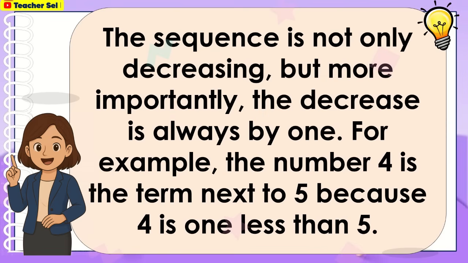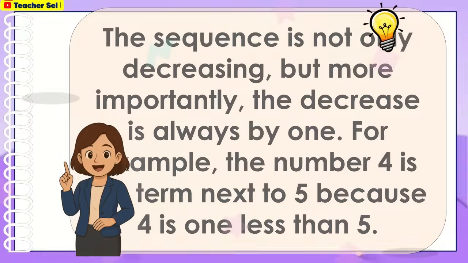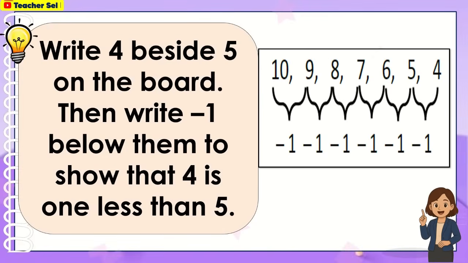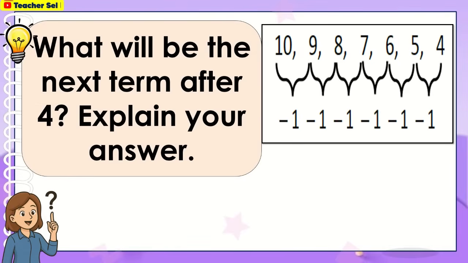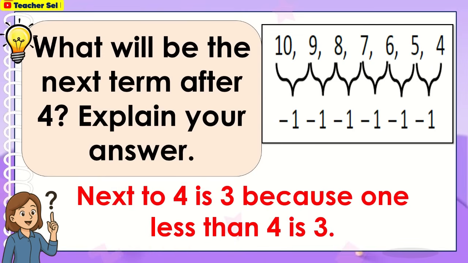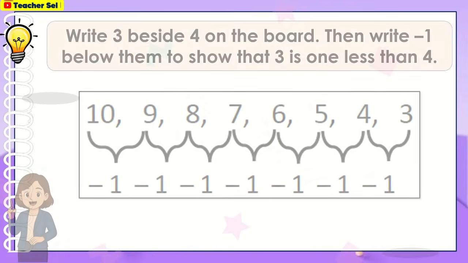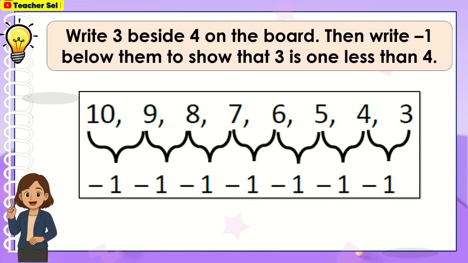For example, the number 4 is the term next to 5 because 4 is 1 less than 5. Write 4 beside 5 on the board, then write minus 1 below them to show that 4 is 1 less than 5. What will be the next term after 4? Explain your answer. Next to 4 is 3 because 1 less than 4 is 3. Write 3 beside 4 on the board, then write minus 1 below them to show that 3 is 1 less than 4.